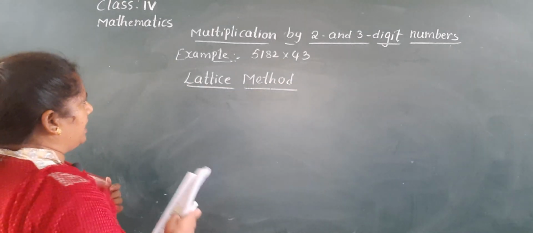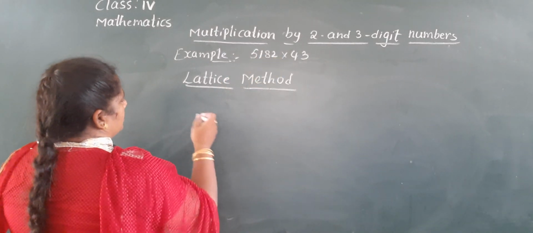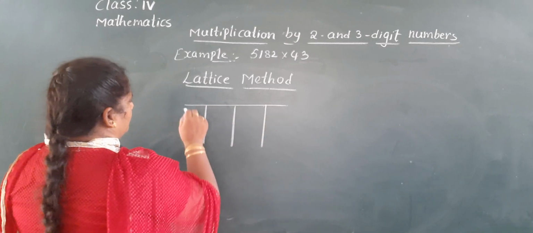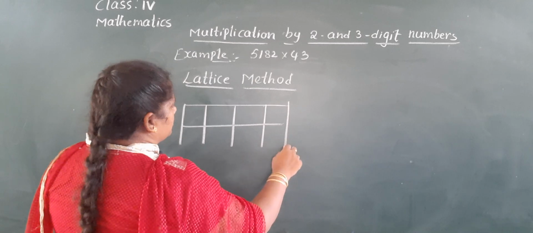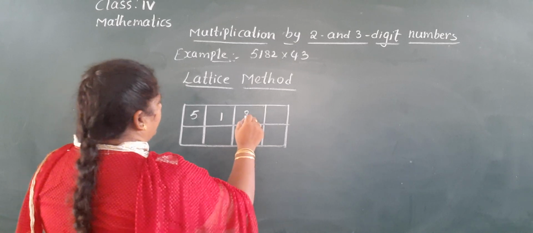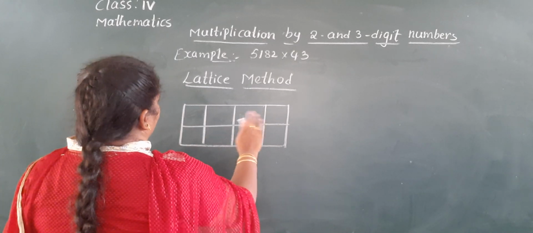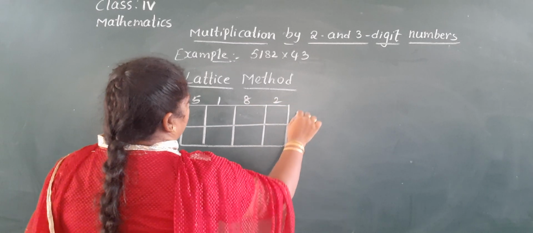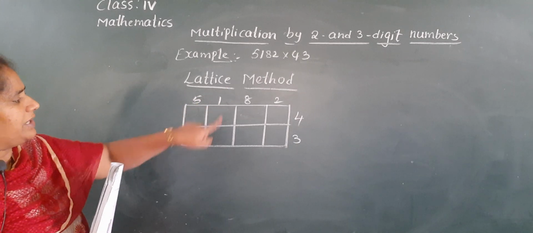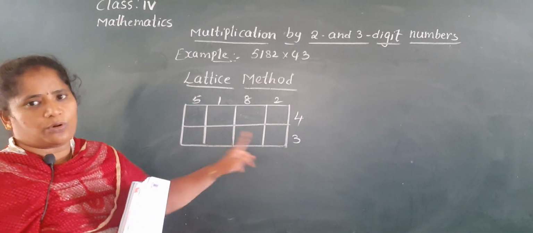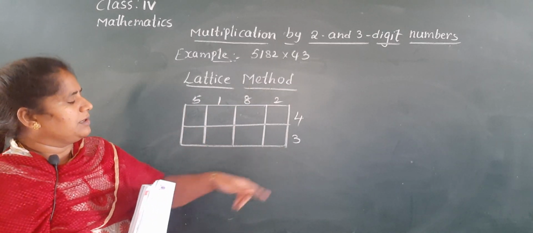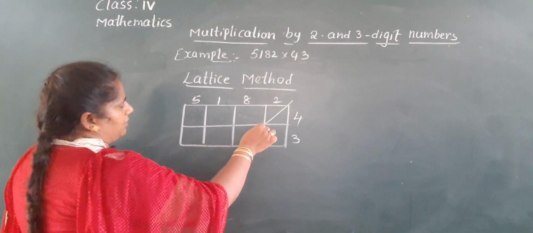So first you have to check the multiplicand: 4 digits. So we draw 4 boxes, and the multiplier is 2 digits. Here we write 5182 and 43. So the multiplicand is 4 digits, so we make 4 columns and 2 rows. This is the column. Okay, 4 columns, 2 rows. Now you cross like this, dividing the boxes.